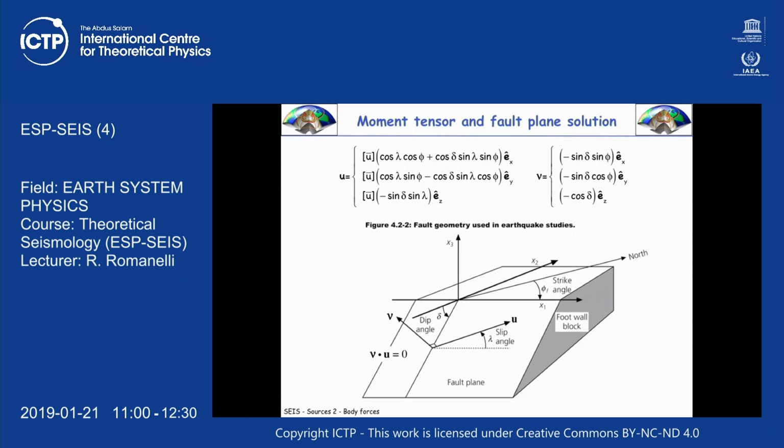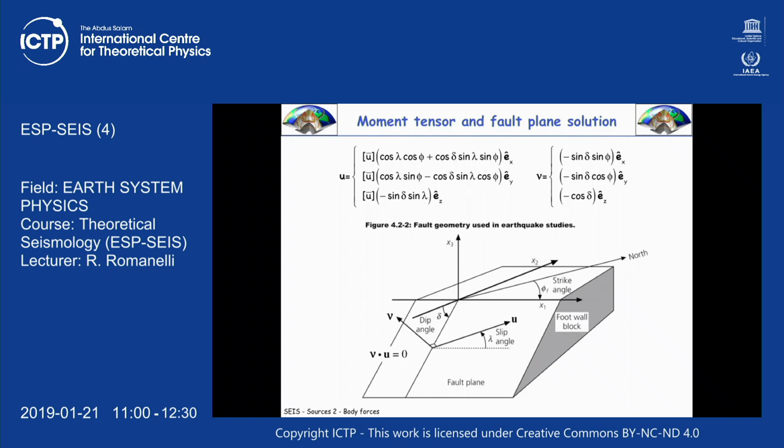It's just geometry. Okay? Please remember that U has also an amplitude here that is entering into the seismic moment definition. Remember, [U] times the area of the rupture times rigidity. Why rigidity? Because we are considering just a shear dislocation.